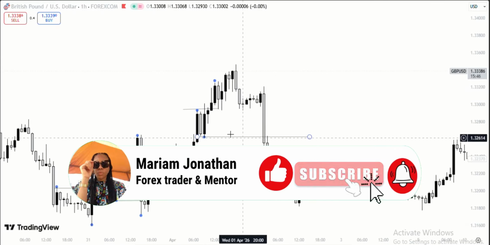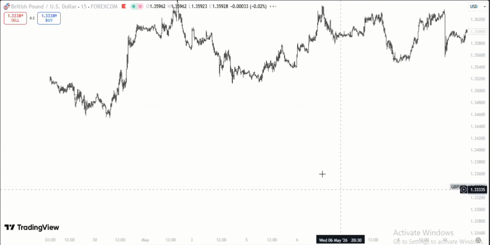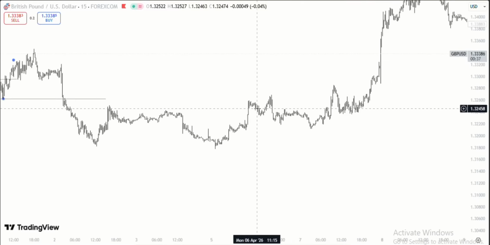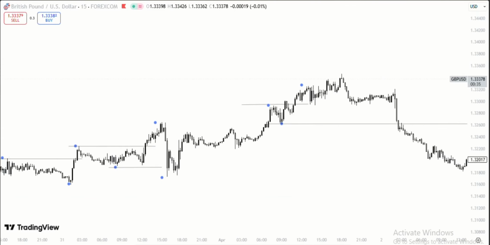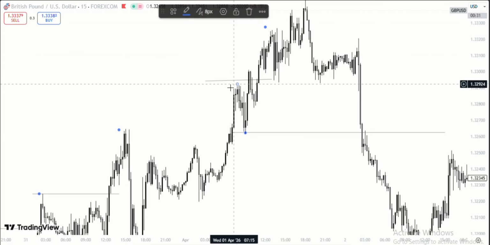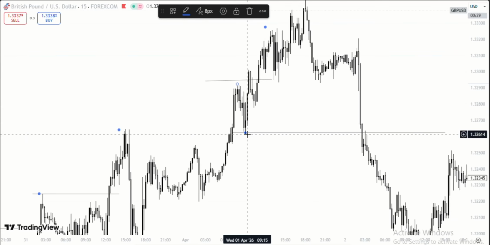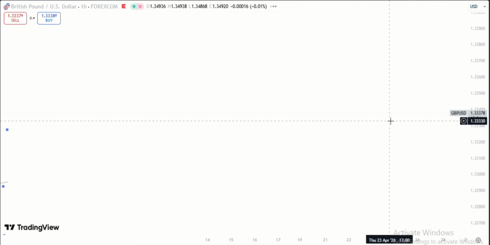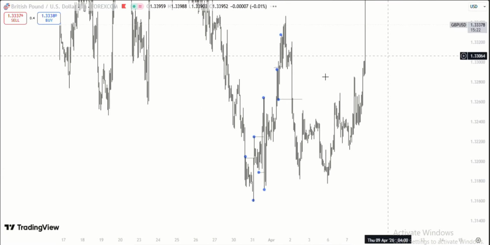Do you understand? Now, if we go back to the 15 minutes, it might not be clear to you here. If any structure is not clear, just go 1 time frame lower. And look at that. Did you see that? Look at it on the 15 minute. You can see that's the high and that's the low. Now we'll go back to the 1 hour time frame.